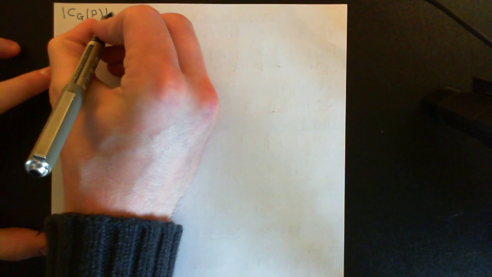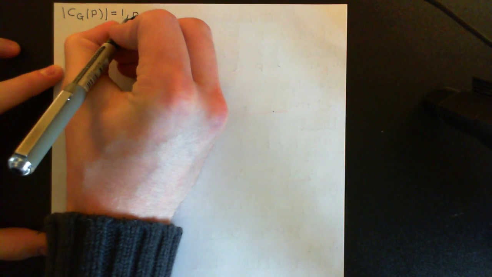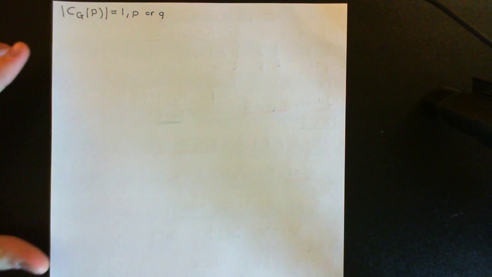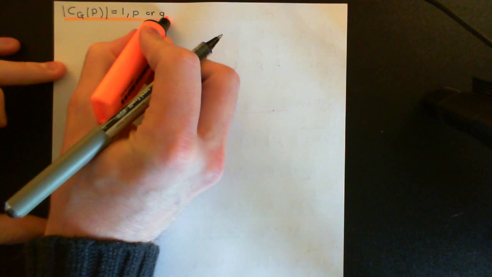Okay, so by Lagrange's theorem, it must have order 1, P, or Q, because we're saying now that it doesn't have order P times Q. So those are the only possibilities now for the order of the centralizer of P in G. It must be order 1, order P, or order Q. Those are the only possibilities.